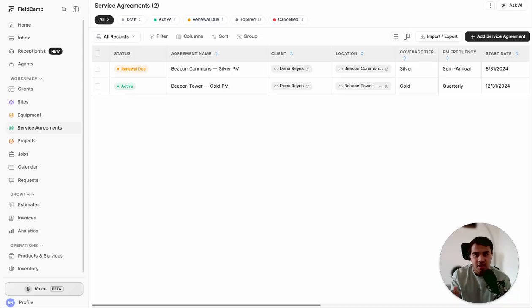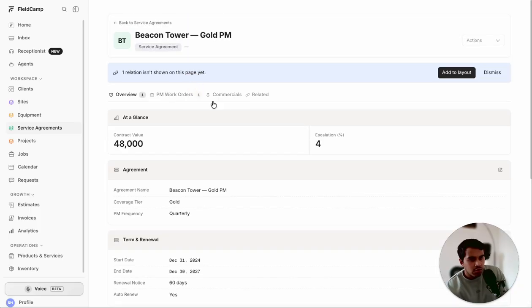And the third thing is you need a system which helps you schedule these maintenance visits across your schedule before the SLA deadline passes, and that's where FieldCamp's AI dispatcher is also a bonus. But in this video, I want to focus on the first two. Let's say here's a service agreement for Beacon Tower. Now, let me walk you through the anatomy.